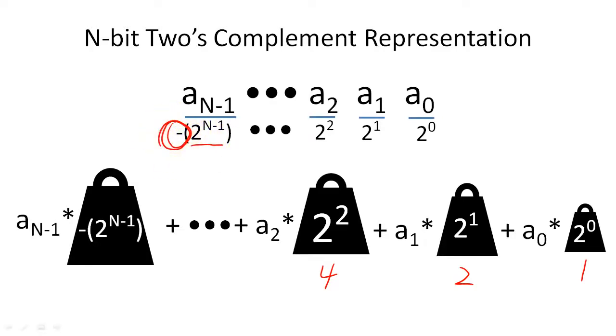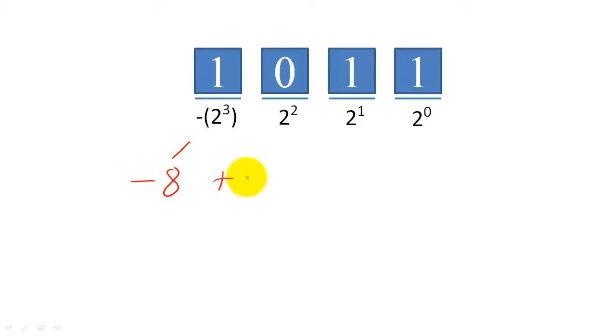So let's consider this 4-bit number. In unsigned binary, this number is 11. But in 4-bit 2's complement representation, this number is negative 8 because of the negative weight for the most significant bit, plus 2, plus 1, or negative 5.